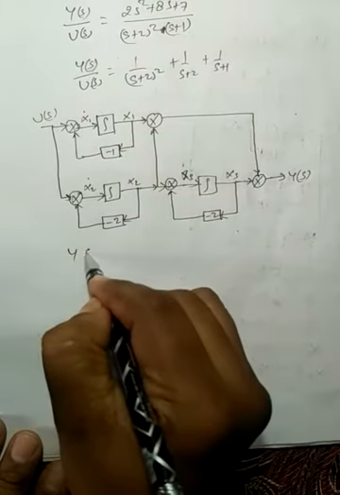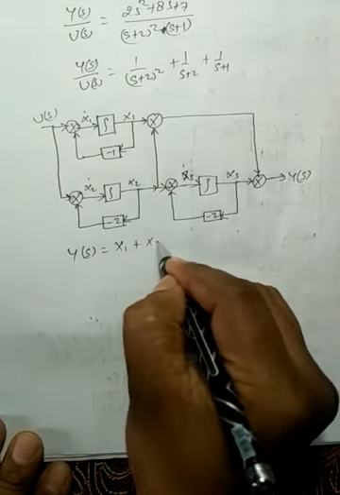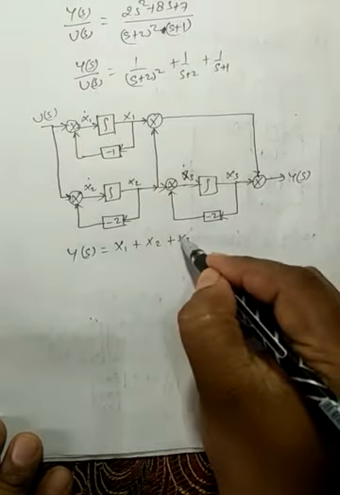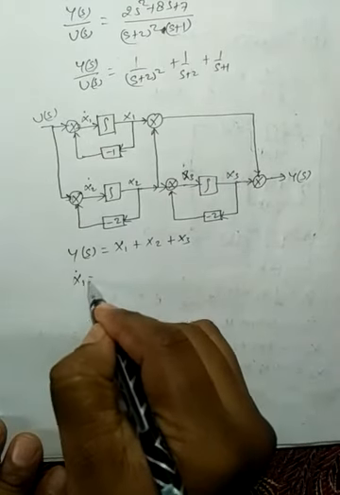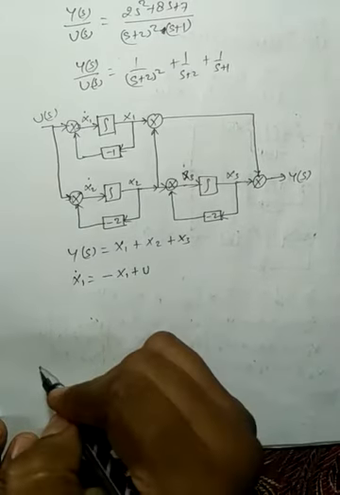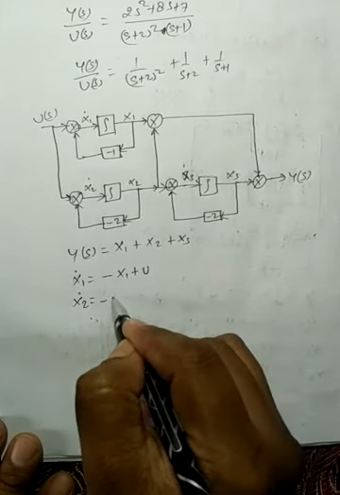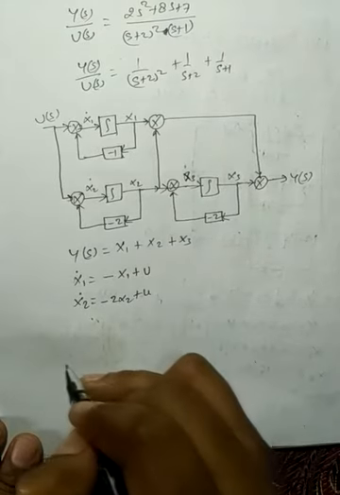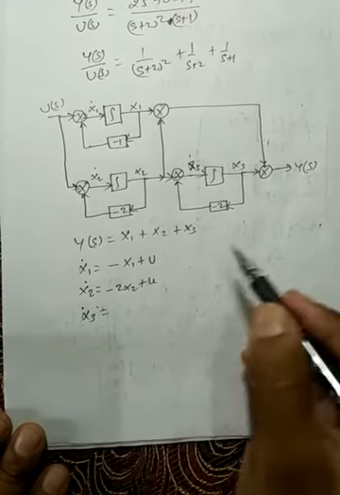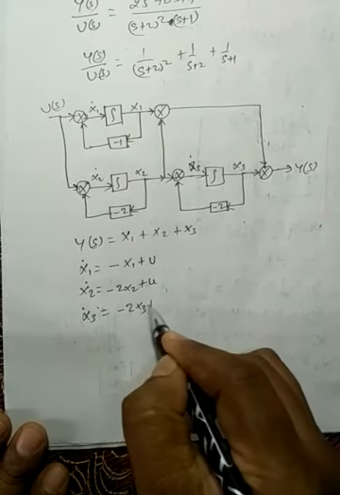Here Y(s) is equal to x1 plus x2 plus x3. x1 dot is equal to minus x1 plus u. x2 dot is equal to minus 2 x2 plus u. x3 dot is equal to minus 2 x3 plus x2.